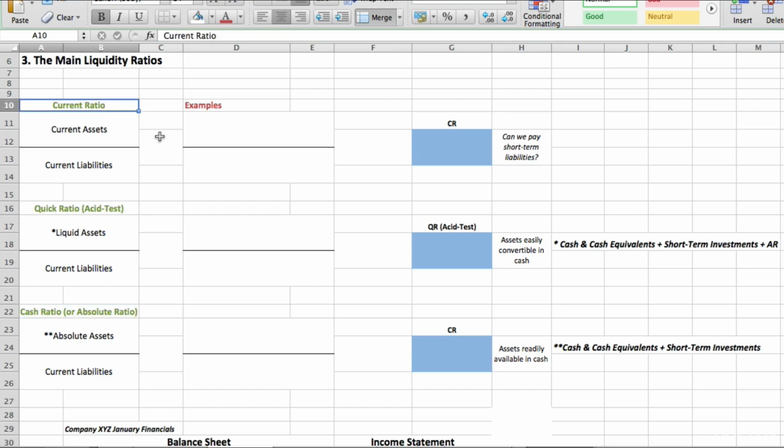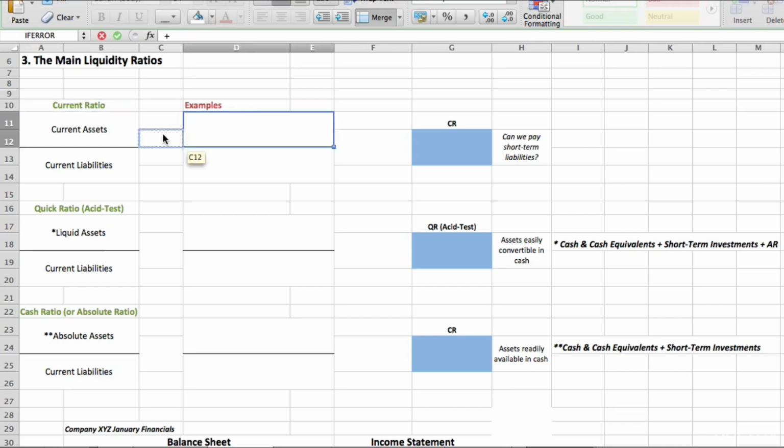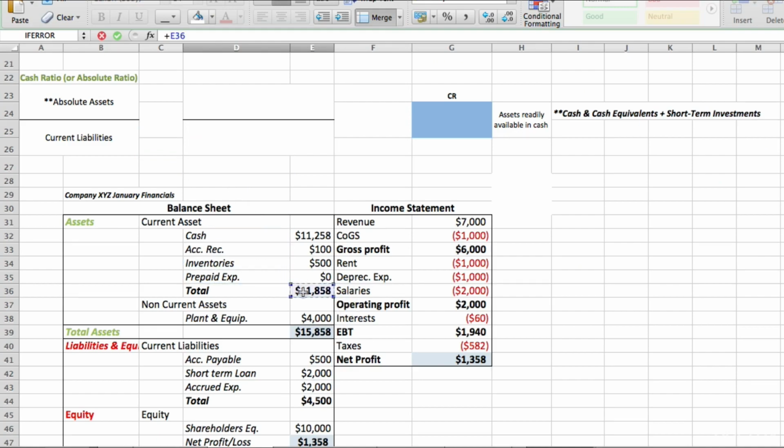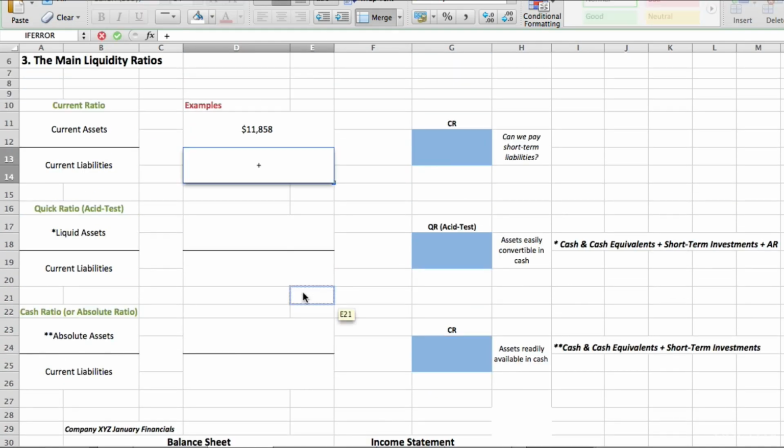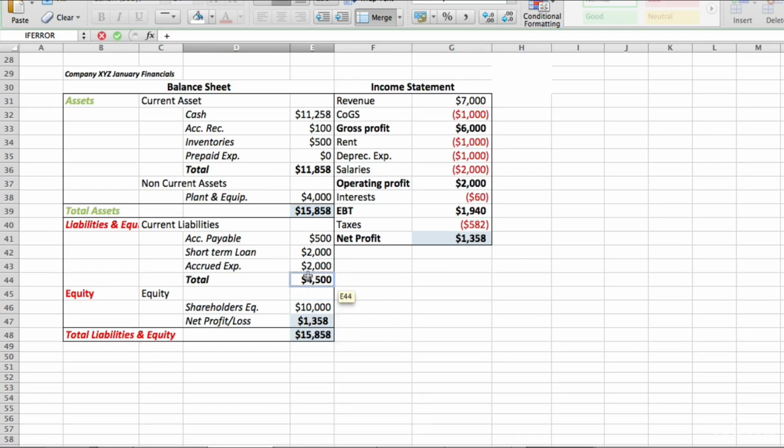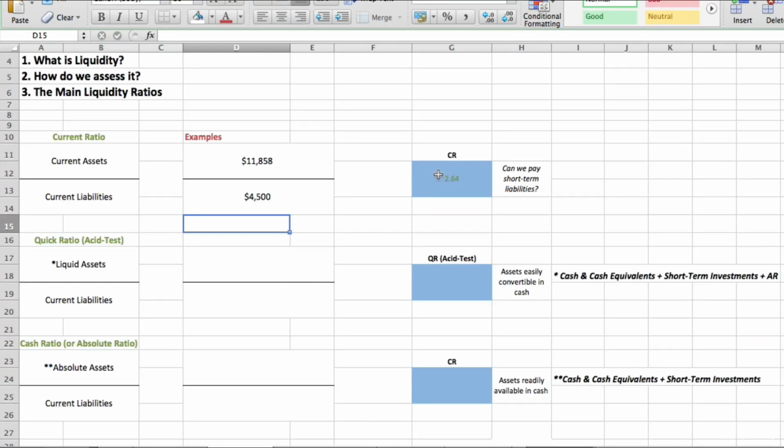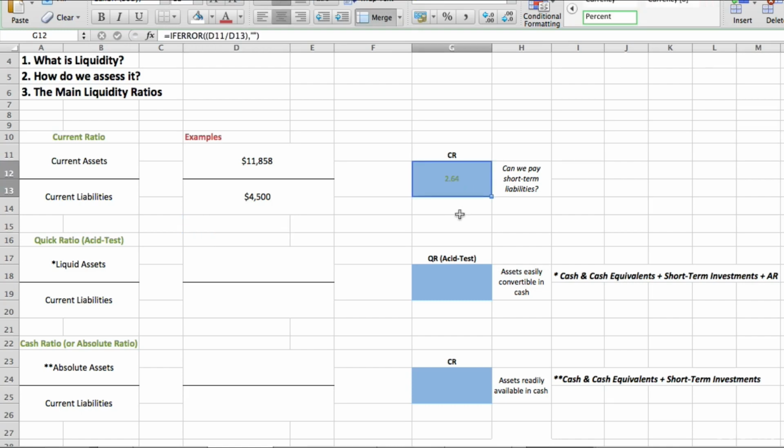Now, the current ratio is given by the current assets over the current liabilities. In other words, if we take our current assets from the balance sheet here, and then do the same and take the current liabilities from our balance sheet, we can see that in this case our current ratio is 2.64. It is a very high ratio. This number is telling us you have more than twice the current assets needed to meet your current liabilities. And therefore, it means that in the short term, you are able to pay your obligations.